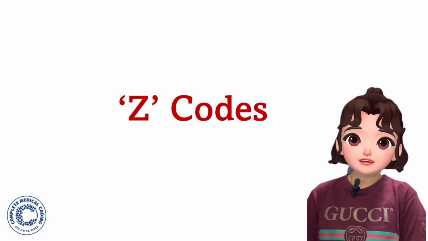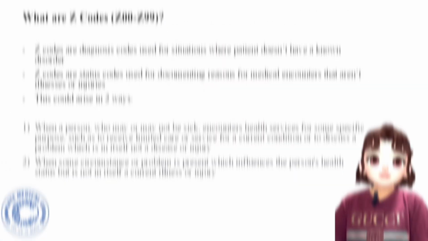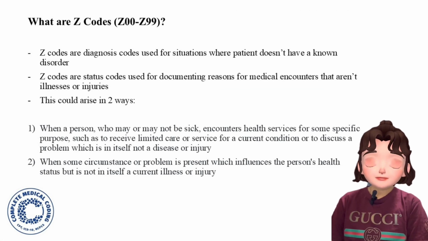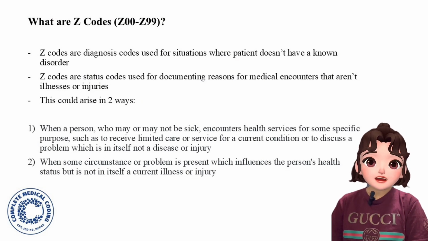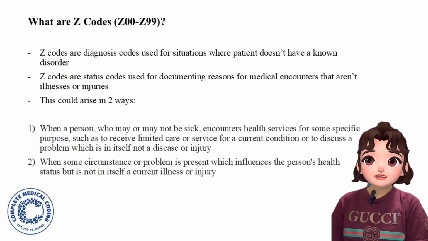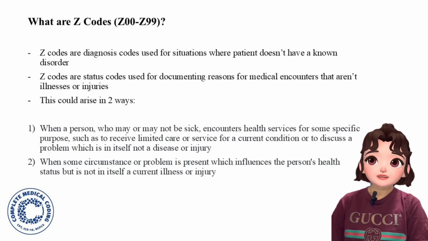Let's move to the slides one by one. What are Z codes? So this is the range of Z codes which starts from Z00 to Z99. Okay. Z codes are diagnosis codes used for situations where patient doesn't have a known disorder.